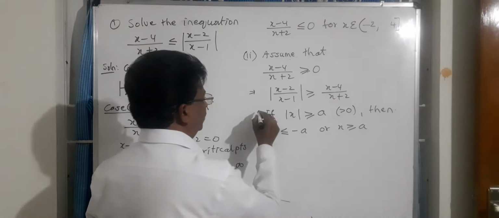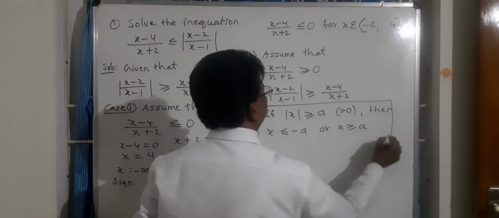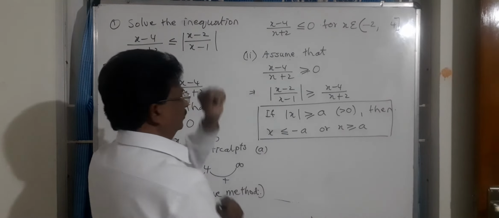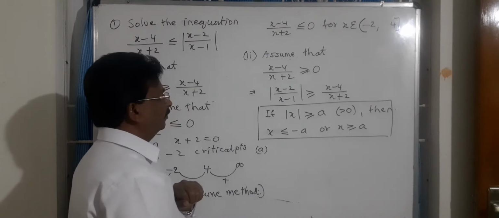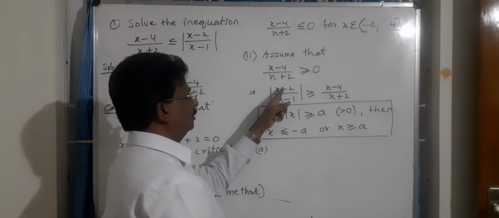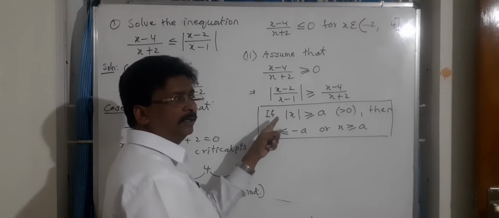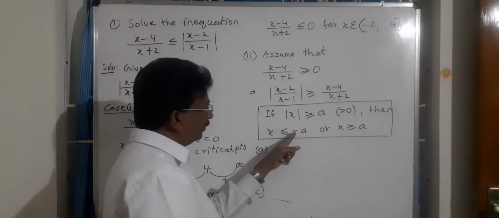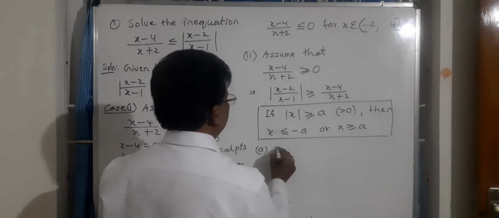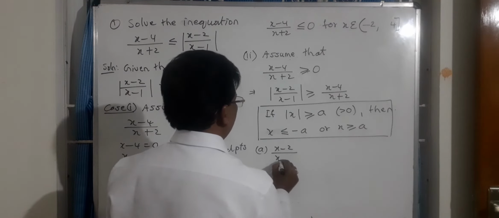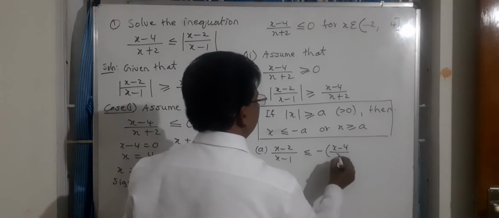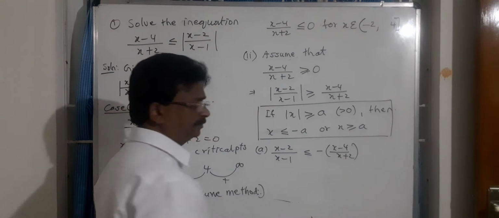Okay, so let us write, in the second case, let it be case number a. What should be taken? This modulus. Then what is the value inside of the modulus? It is less than or equal to minus of the right side number. So (x - 2)/(x - 1) is less than or equal to -(x - 4)/(x + 2).